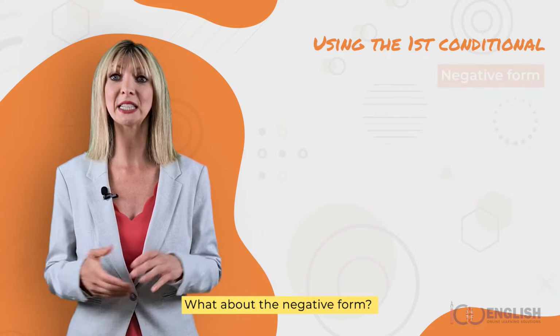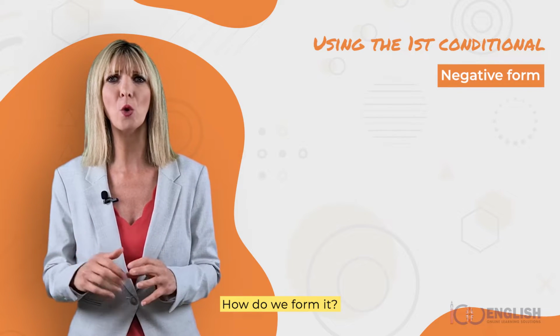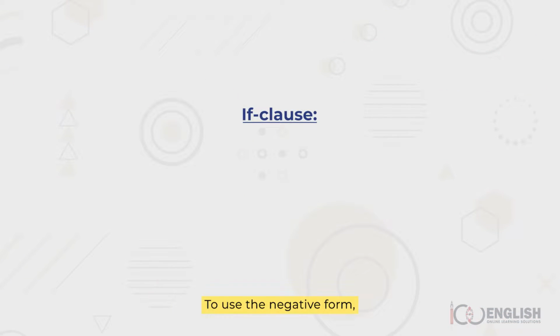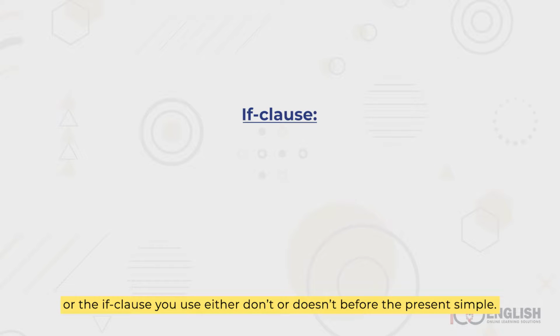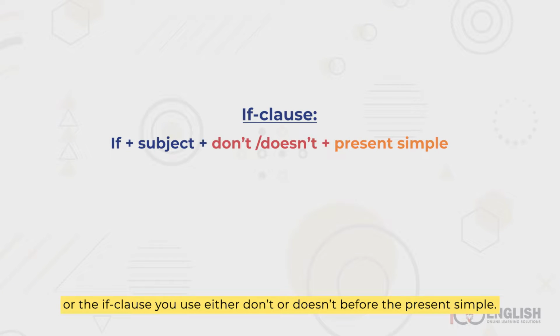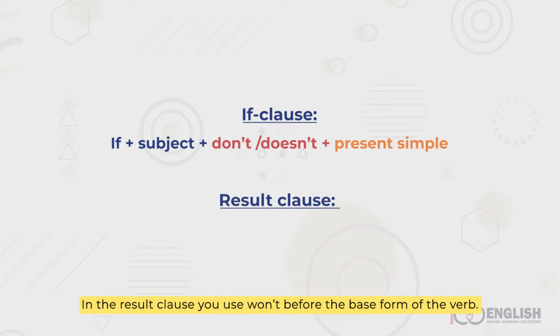What about the negative form? How do we form it? To use the negative form for the if clause, you use either don't or doesn't before the present simple. In the result clause, you use won't before the base form of the verb.